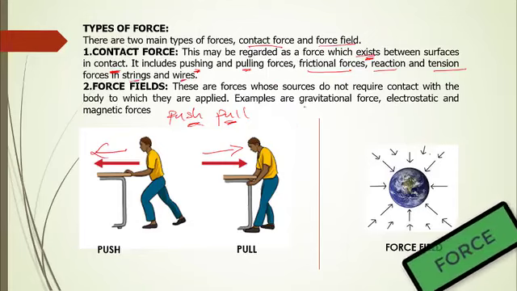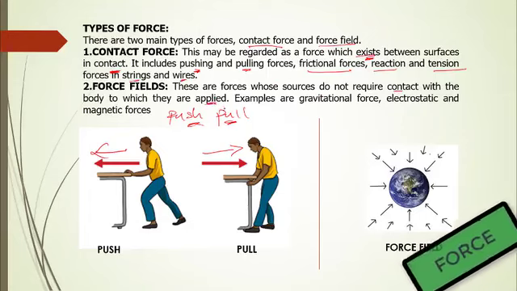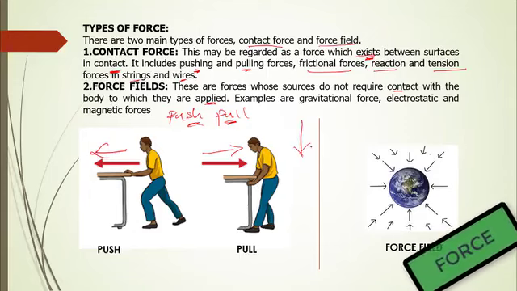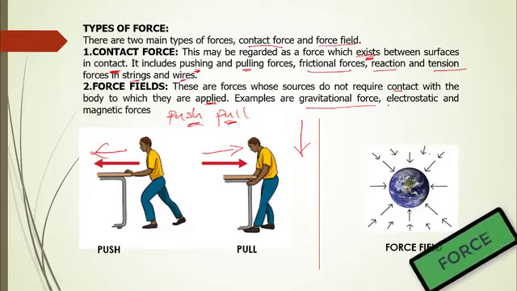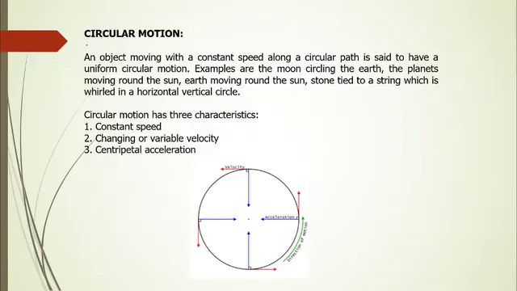On the other hand, force fields are those forces that do not require close contact with anybody to which they are applied. For instance, when you jump up, you know definitely that you're going to come down. You're not just going to keep going upwards. What is it that is pulling you down? Gravitational force. Nobody is pulling you down, but a force pulls you down. That force does not need to hold you before it pulls you down. Examples of force fields are gravitational force fields, electrostatic force fields, electric force fields, and then we have magnetic force fields.